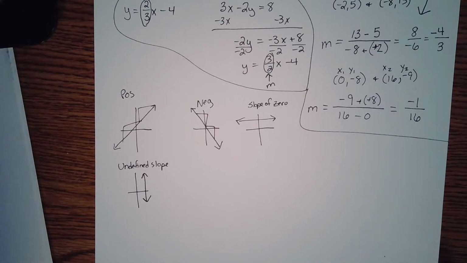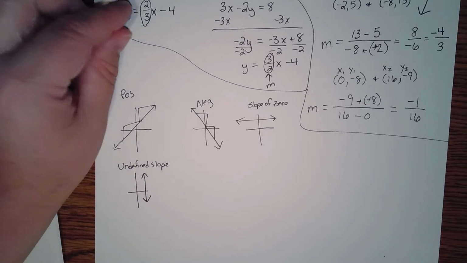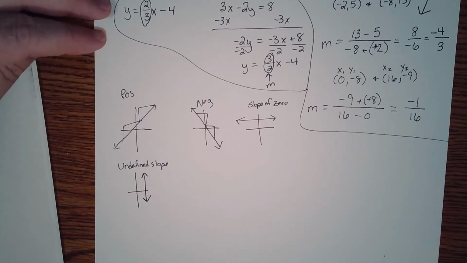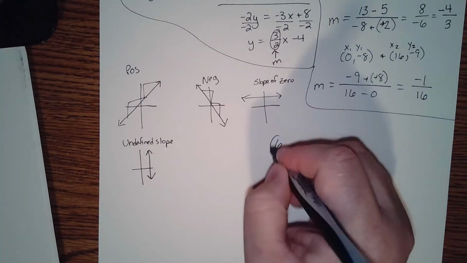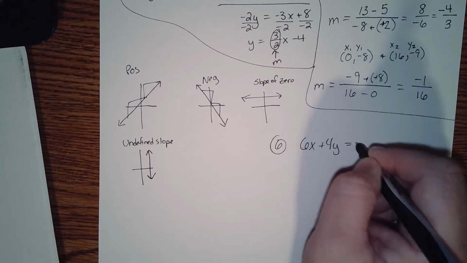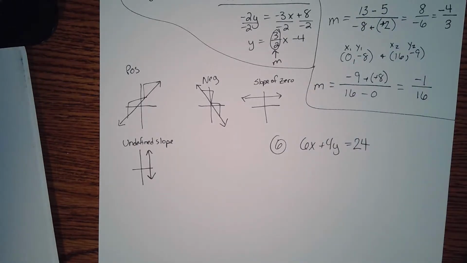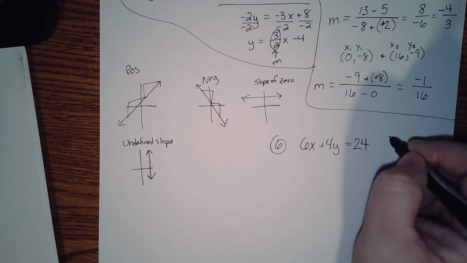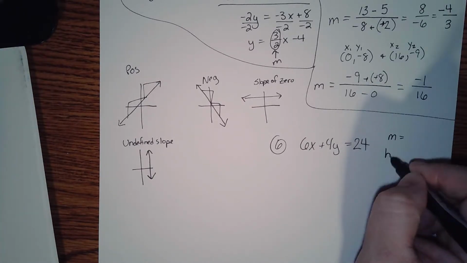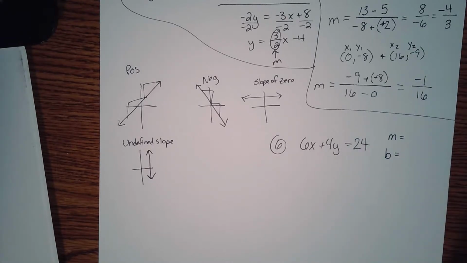Now, writing stuff in slope-intercept form. So let's talk about how to do that. I am going to jump right to page 83, exercises 6 through 8. And I'm going to ask you to solve this so that we can see what the slope is. So for number 6, we have 6x plus 4y equals 24. I want to know two things. What's my slope and what's my y-intercept? So over here, I'm going to put m equals, and I'm going to put b. B stands for the y-intercept. So make that notation off to the side.